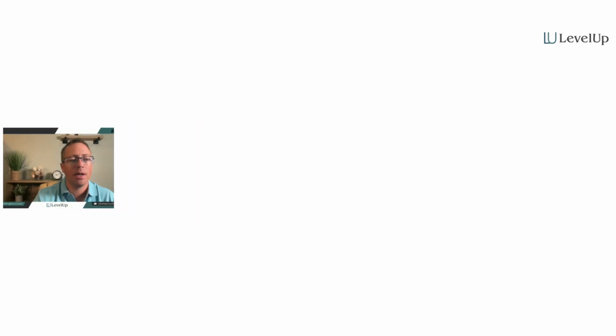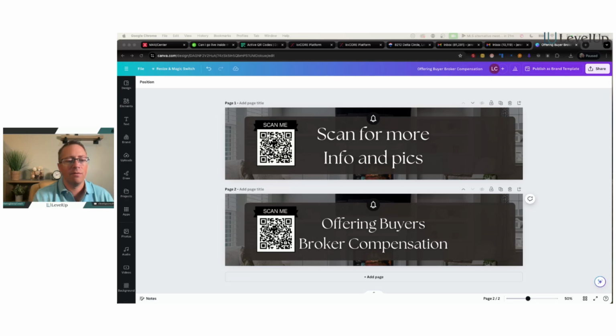We've been printing off these sign riders for agents. This is just an example. This one just says scan for more info and pics. The second one says offering broker compensation, scan here. But what happens when they scan it? This goes on the top of your for sale sign or just listed sign in the yard. Someone drives by, they scan it. Let's say they scan that top one.